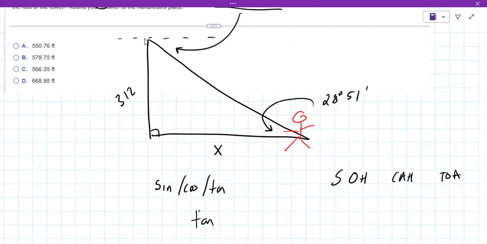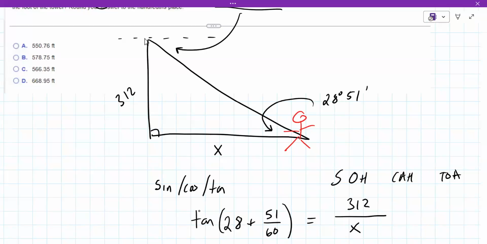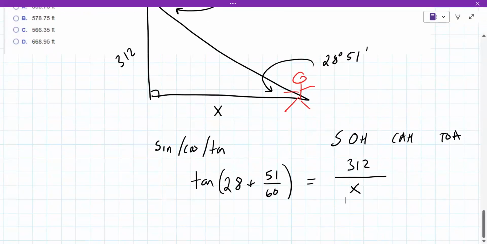So it's the tangent of 28 degrees and 51 minutes, but you have to convert it to decimal notation. So it's plus 51 divided by 60 equals the opposite, 312 over X. So on the left here, what some students do is they will calculate this first so that they have a nice number to 4 decimal places. Okay, let me put that in my calculator real quick. Okay, yeah, I got that. Right, and then you're just solving for X.